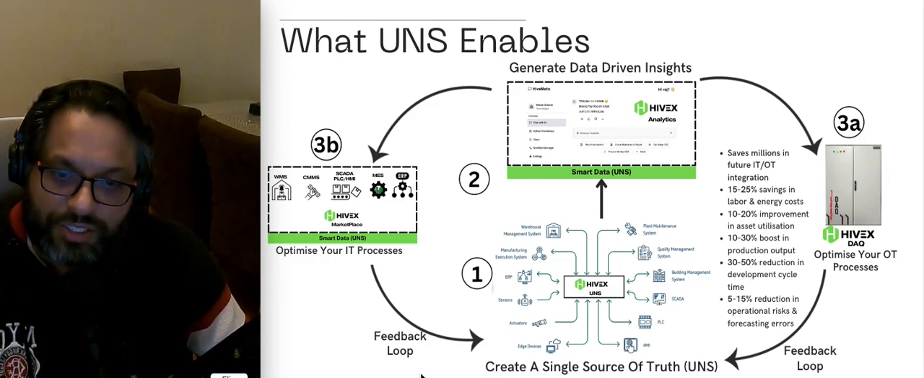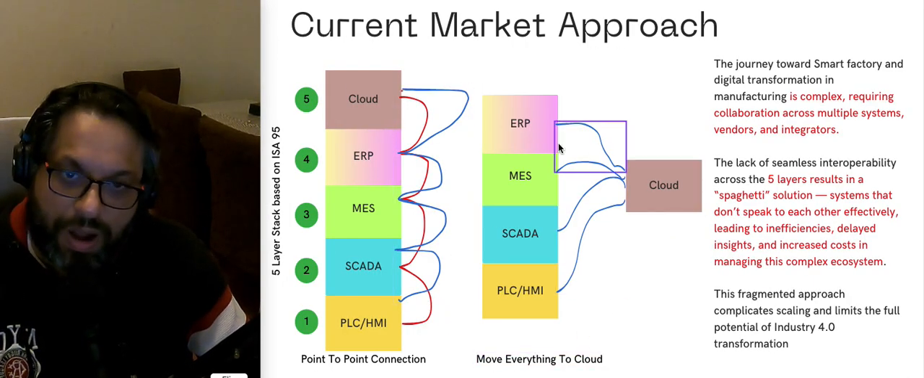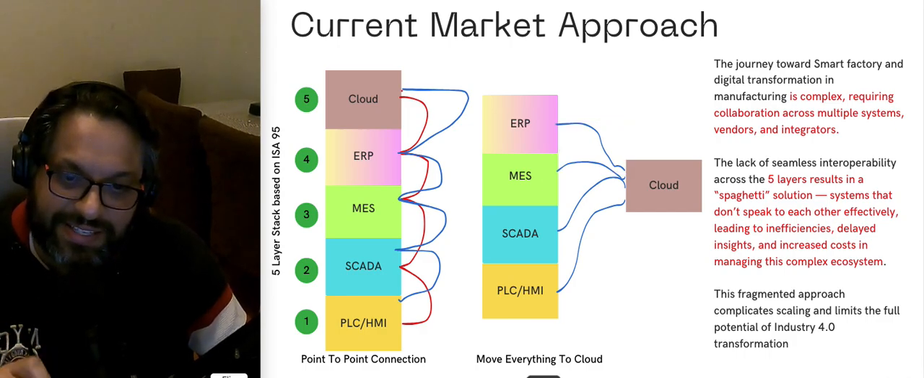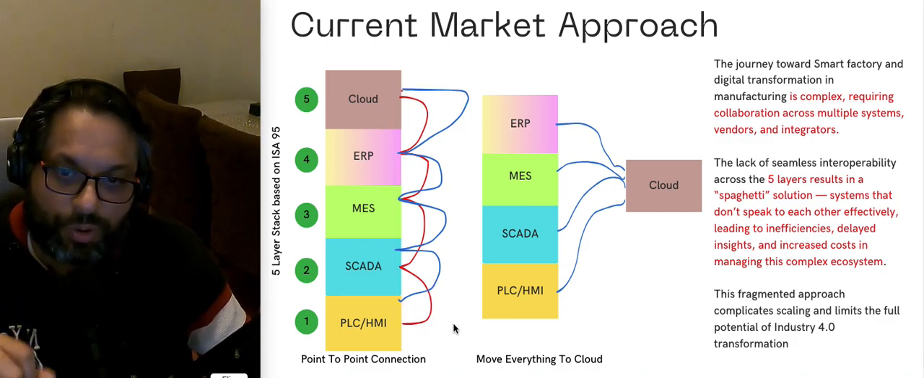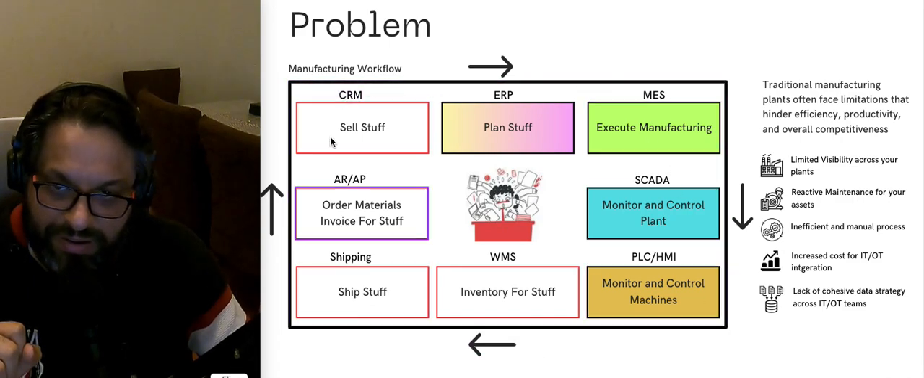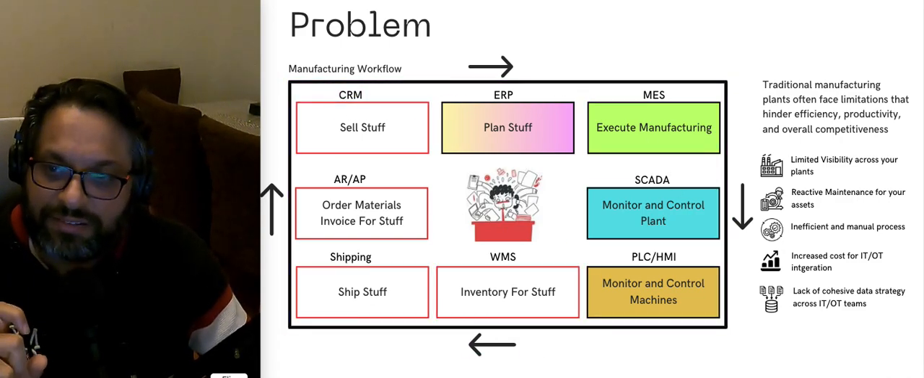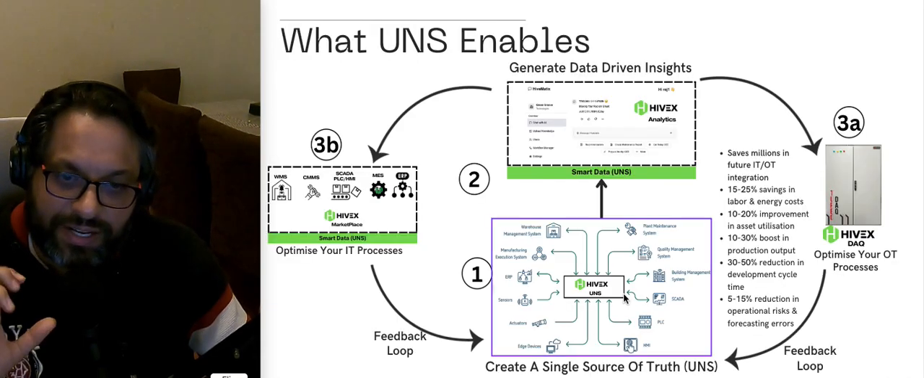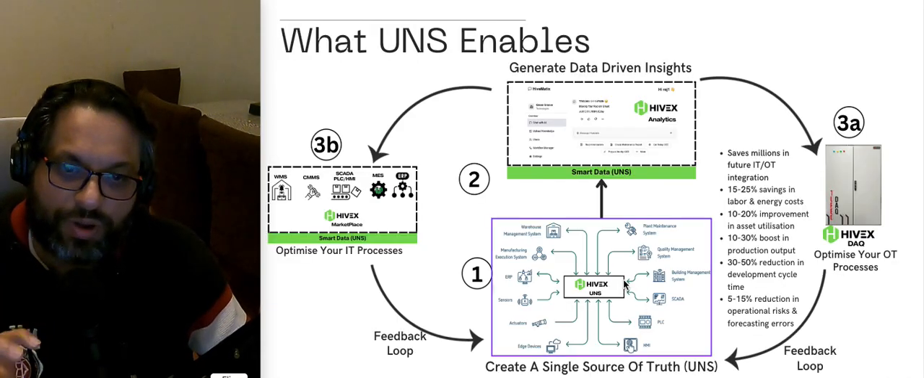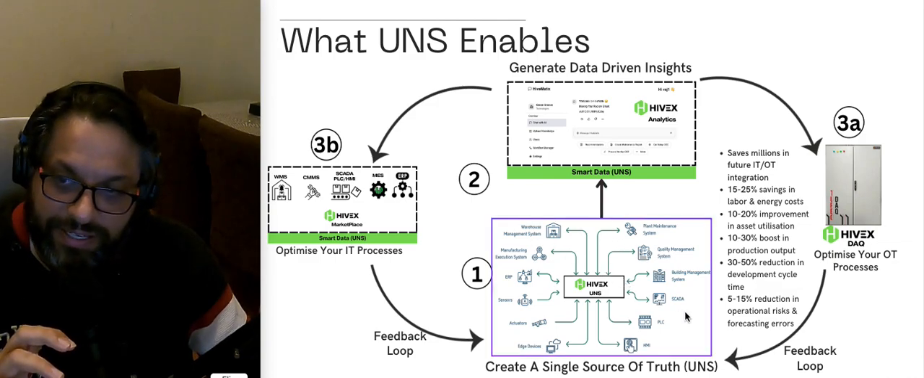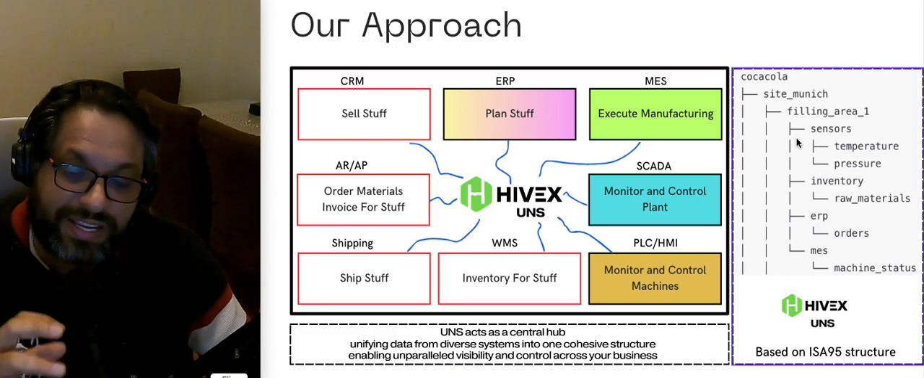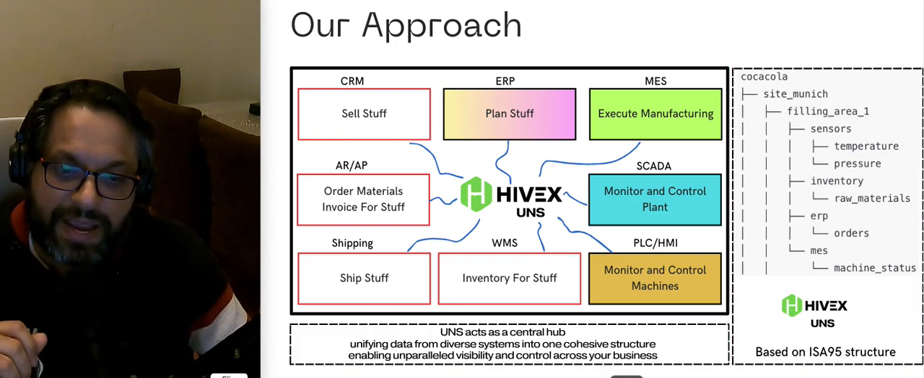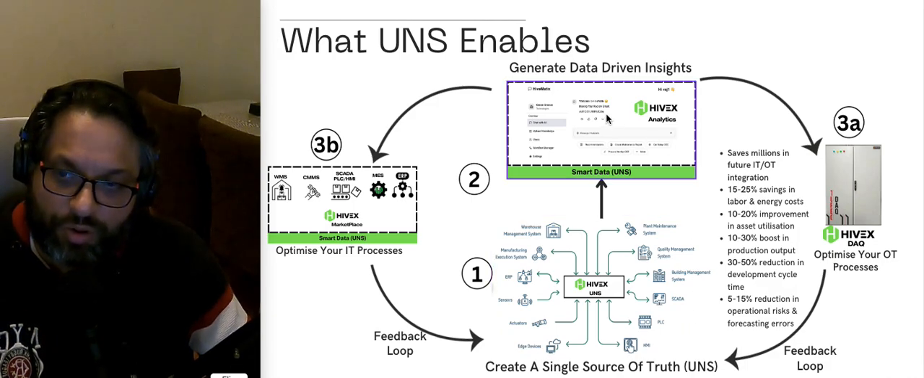So the challenge with the current market approach, like how it was implemented, was missing this sort of unified data layer, because it's not just about connecting the systems. It's all about the data that is actually moving. What you're trying to get is basically the visibility across all of your manufacturing workflow, right? And that's data. So HiveX UNS, the data platform that we have built, provides a cohesive sort of Google Drive for all of your data needs across all of your systems. It's contextualized in ISA 95 format, so it's very easy to understand for both your IT and OT teams. And once that data is in there, you can generate a lot of insights.